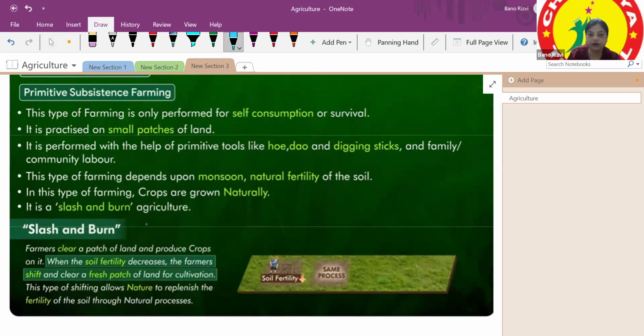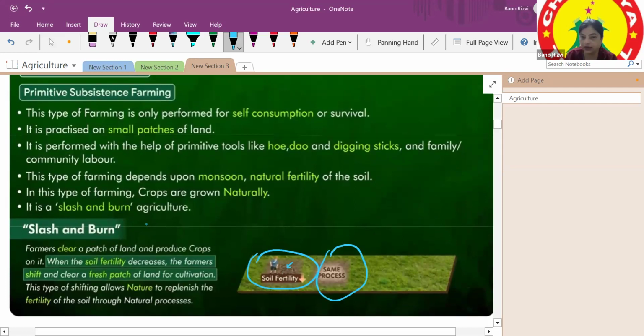Like you see in the figure, he uses this land, and then he leaves it. He burns it, and then he leaves the ash on the soil to become fertility. Then he starts plowing and farming on the other patch of land. Now he applies the same process, and this way they keep shifting. So this is also called shifting cultivation, and this is also called slash and burn.